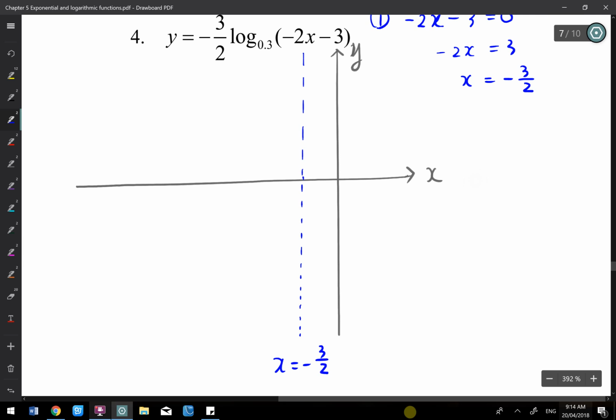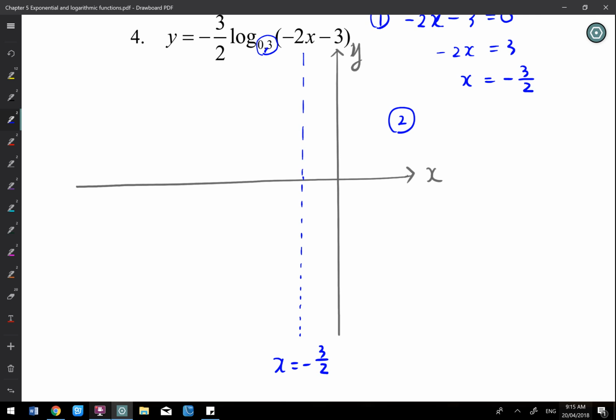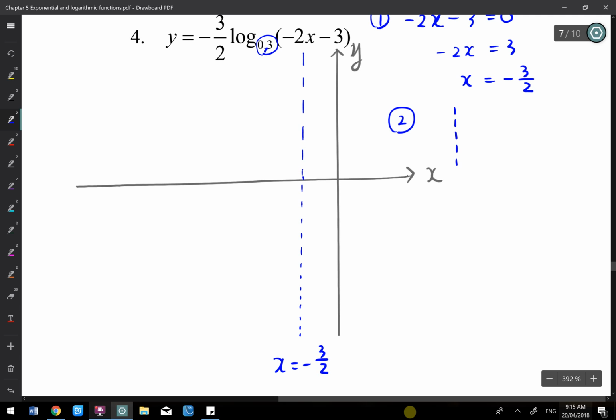And then the second step is we choose a basic shape. The basic shape we'll look at is the base. Base is 0.3. 0.3 is in between 0 to 1. Therefore, we'll have a decreasing shape.